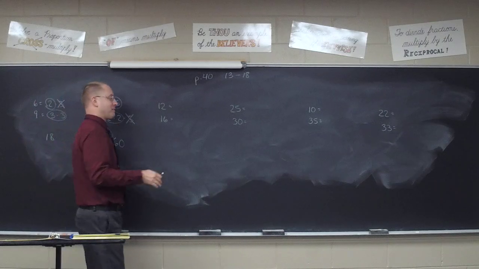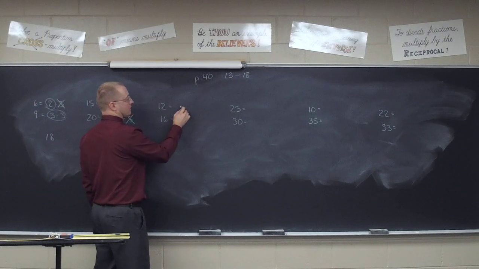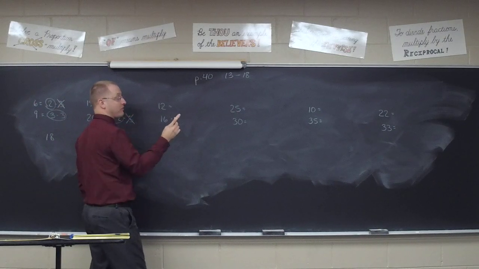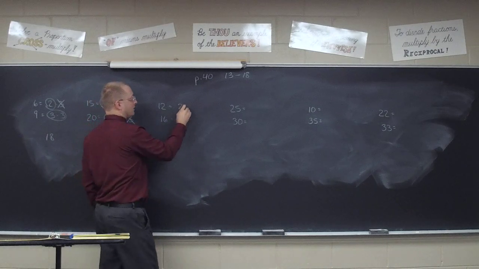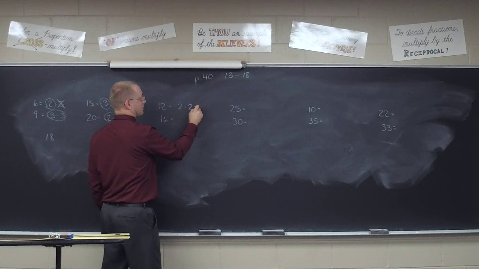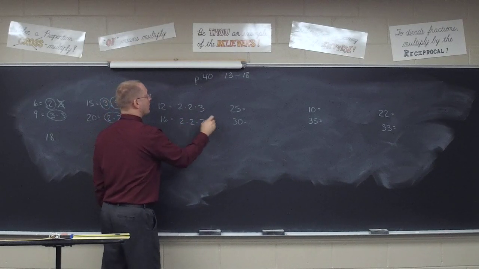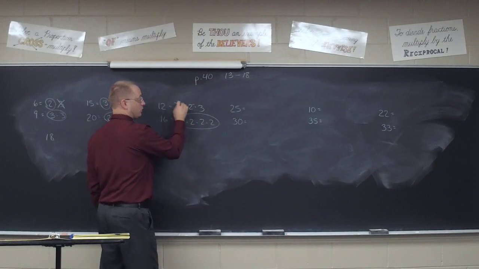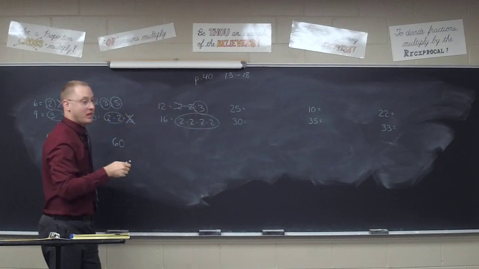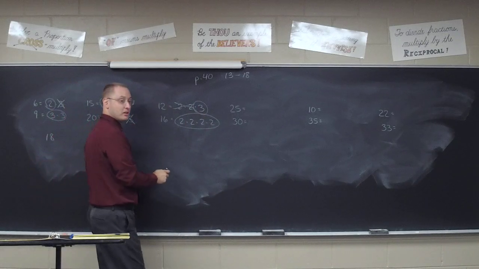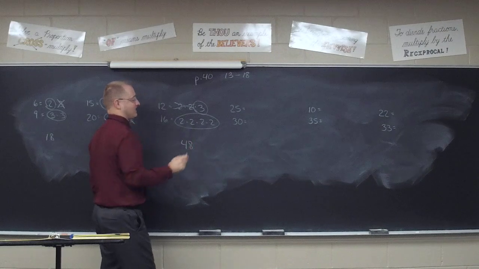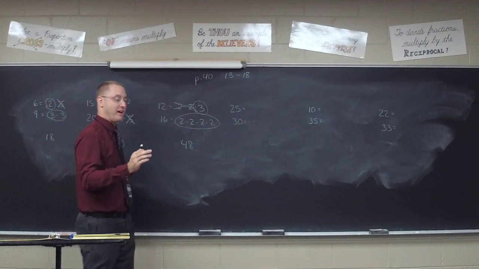12. How do we prime factor it then? For number 15, what were your prime factors? 2 times 2 times 3. And 16? 2 times 2 times 2 times 2. Good. Clear winner of the 2s, loser. Winner of the 3s. When you multiply that together, what did you get for your LCM? 48. 48 is correct.